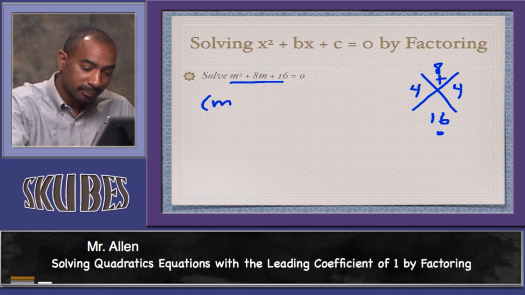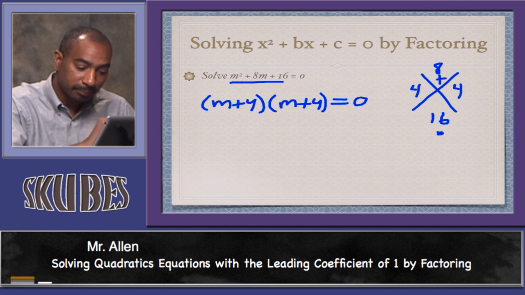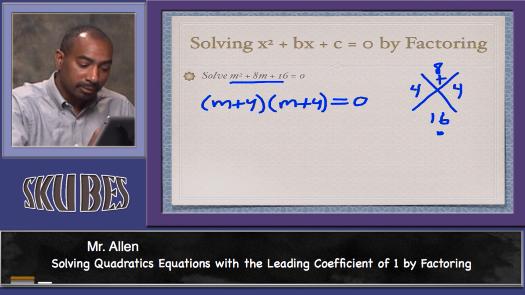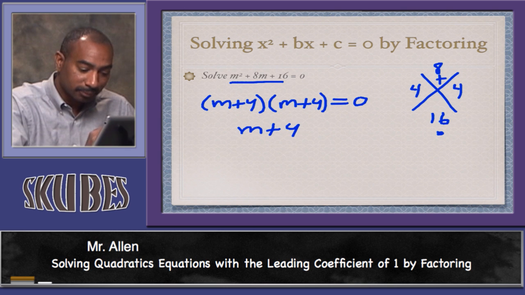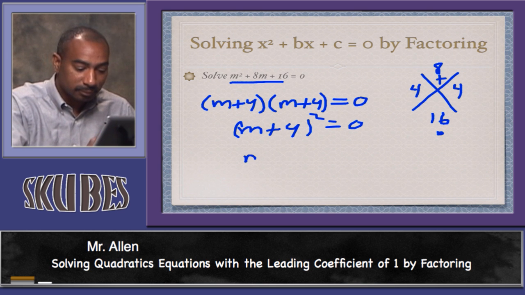So you're going to have m plus 4 times m plus 4, which equals 0. And in this case, since it's a square, you can really write this as m plus 4 squared equals 0. You're just going to set one factor equal to 0. So m plus 4 equals 0. M has to be negative 4.